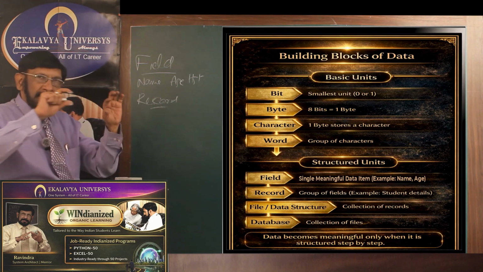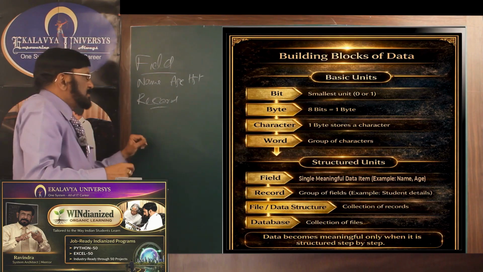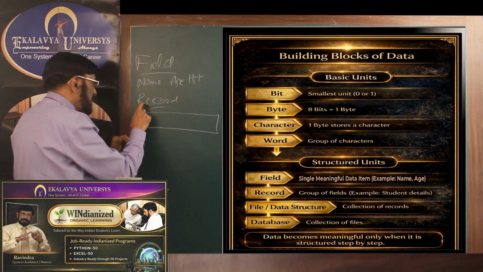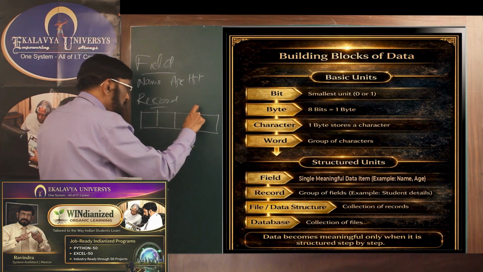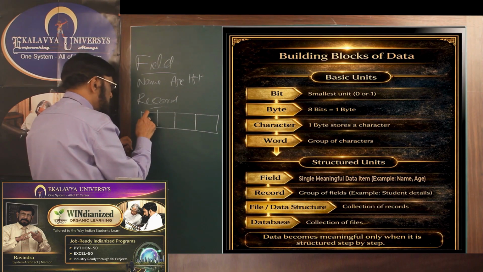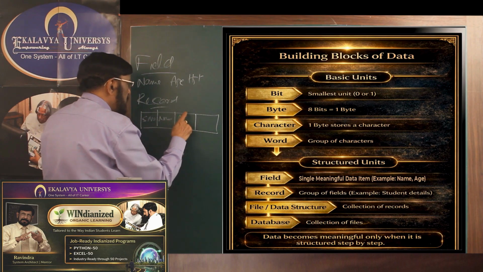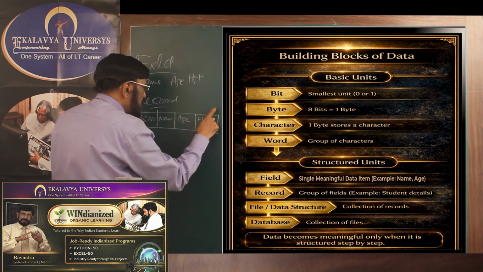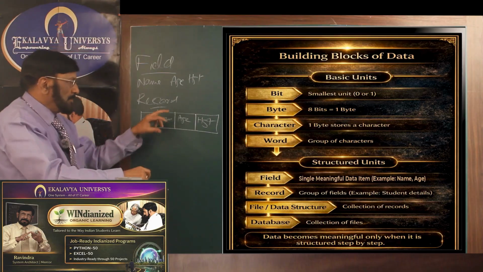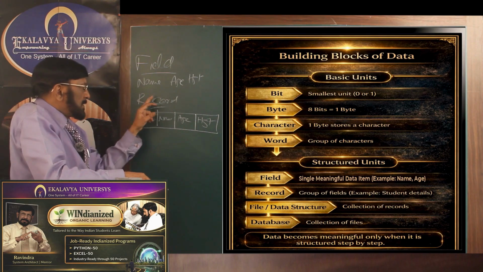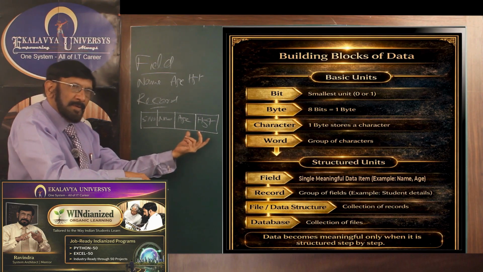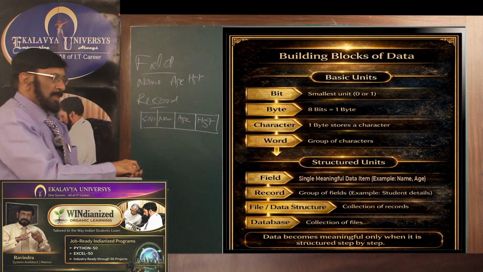Record means a collection of fields. Now we see, regarding a student, we are forming a record with serial number, name, age, height. This is a record. So how can you understand? A record is a collection of data, a collection of fields.